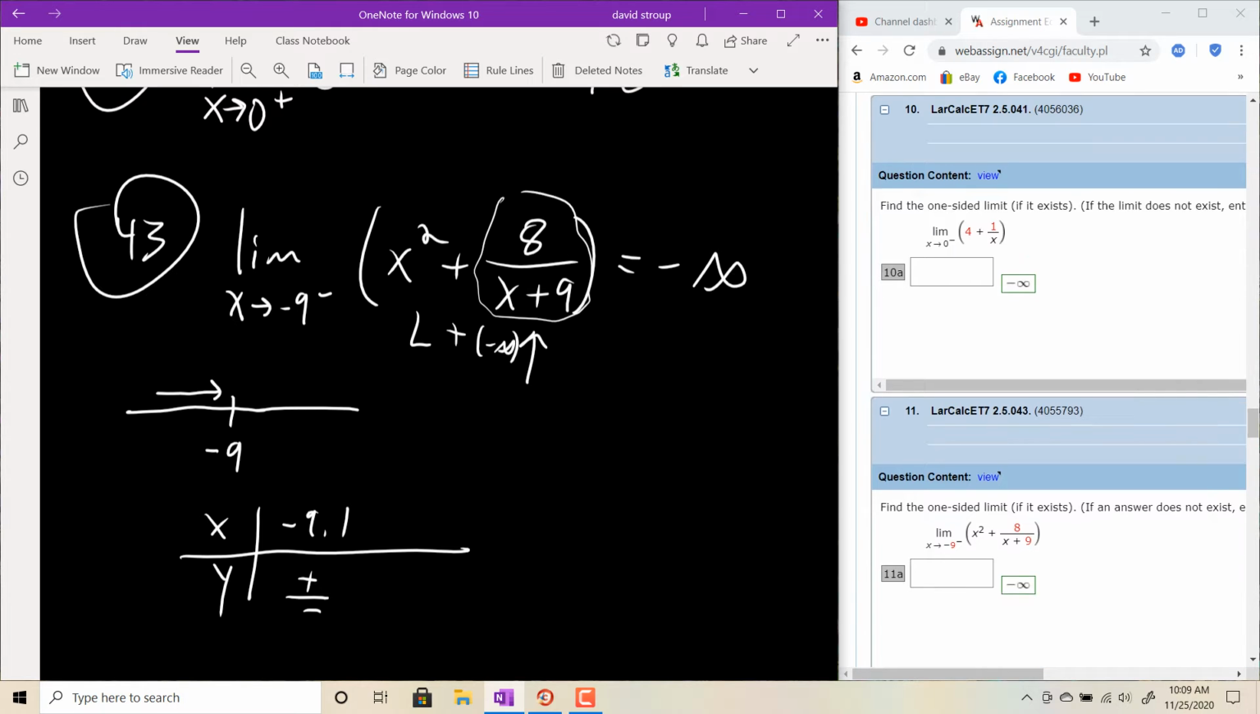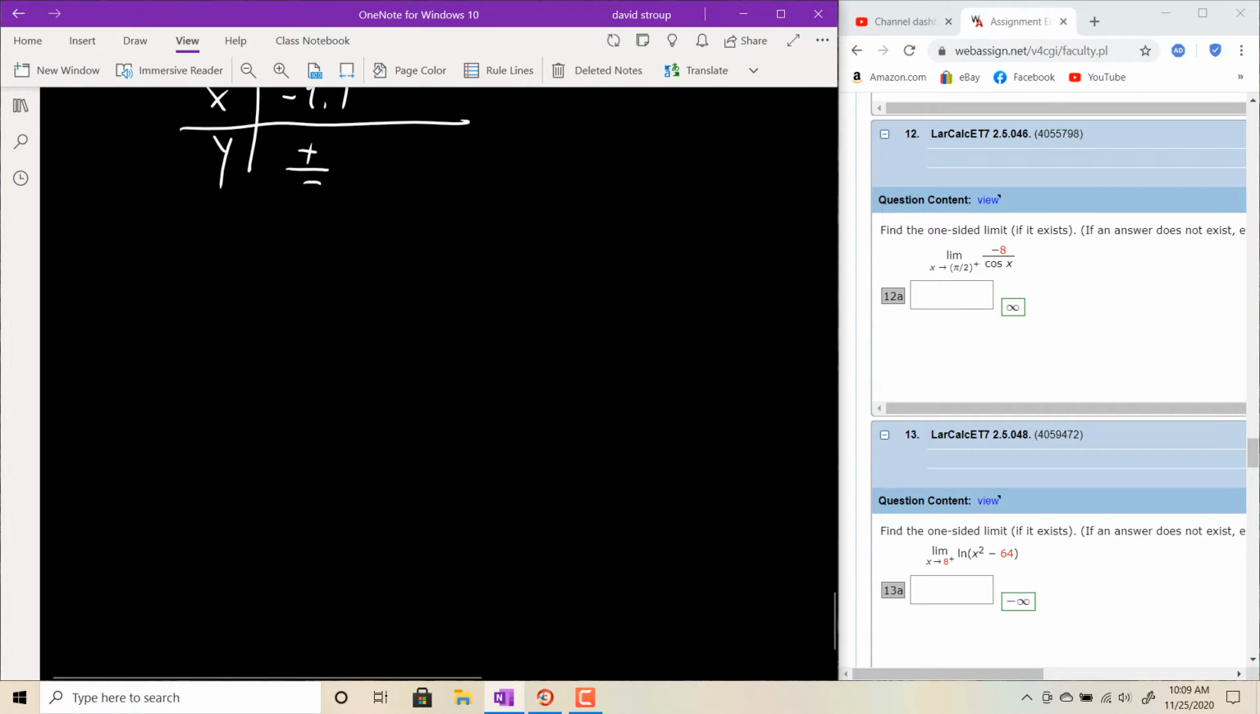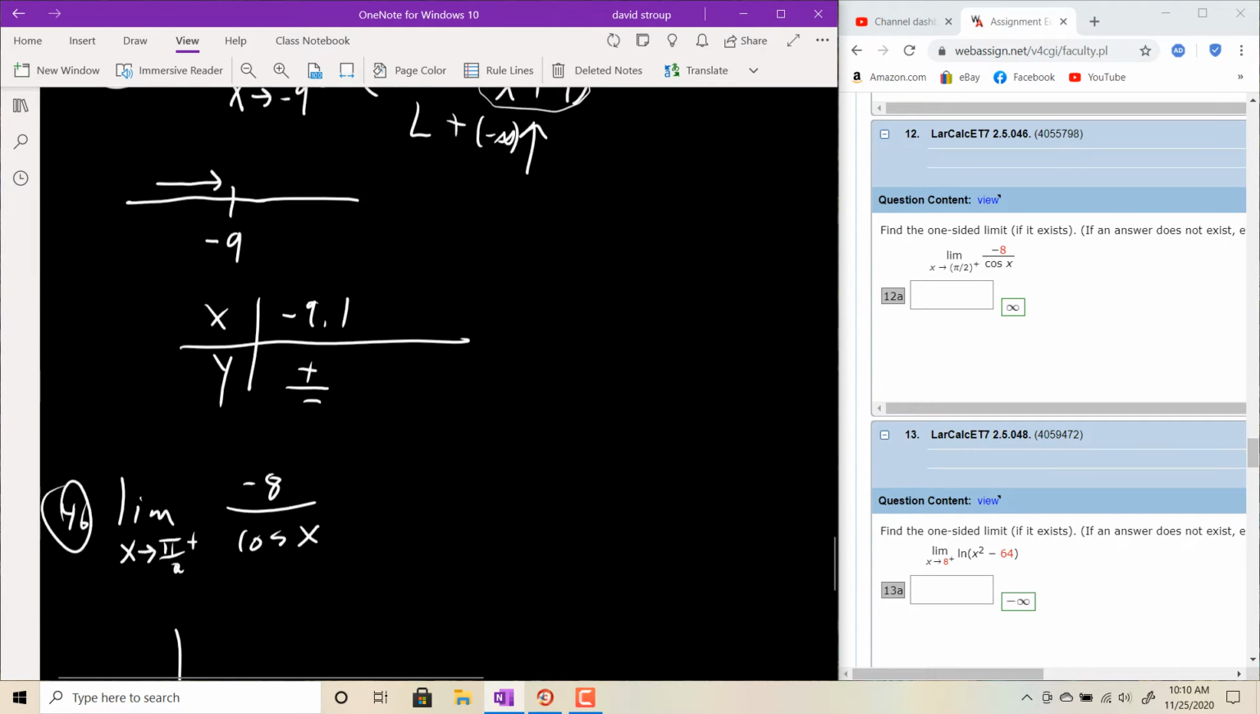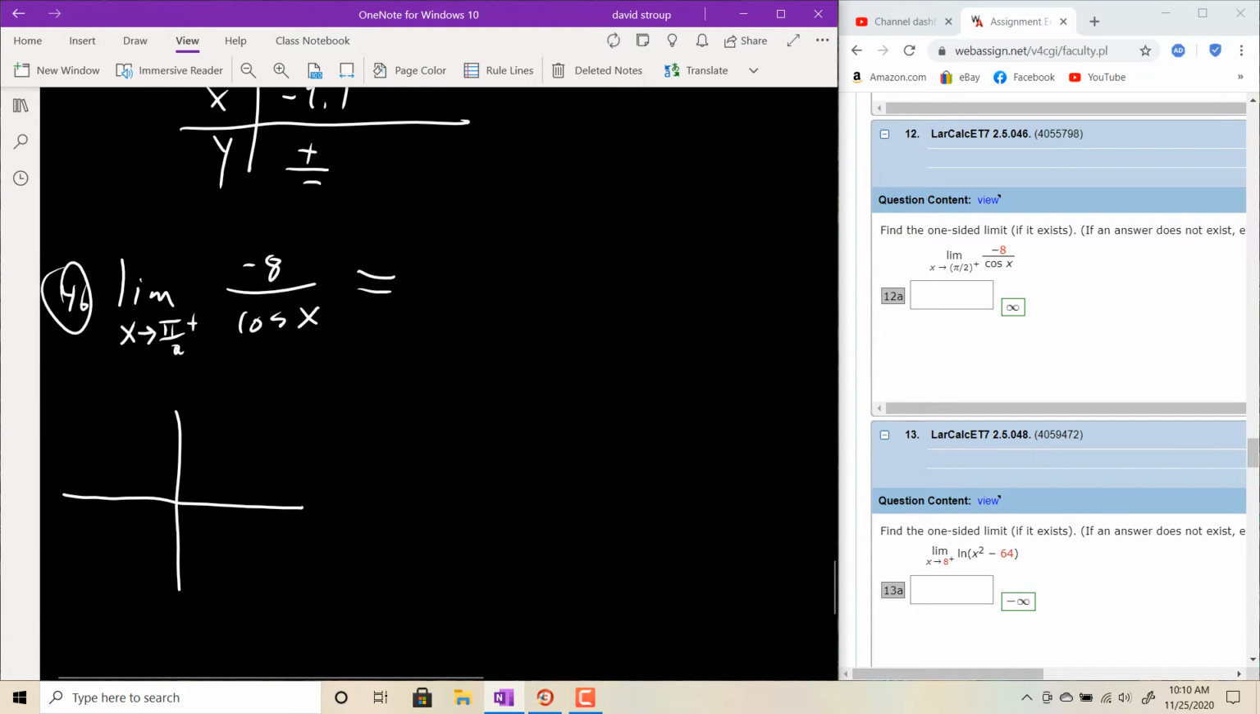Let's go ahead and look at one of those weird trig ones. Okay, so this is number 46. The limit as x goes to pi over 2 from the right of negative 8 over cosine x. In this case, a picture is better than the table, like before when I was doing the little tables for test values. Note that this is L over 0, so it's either going to be plus or minus infinity.